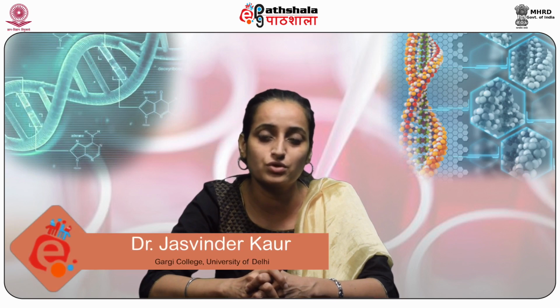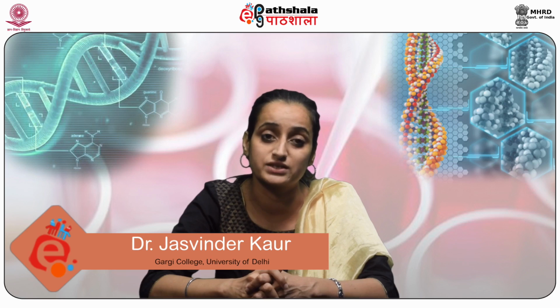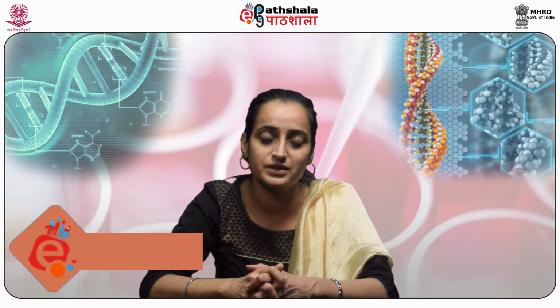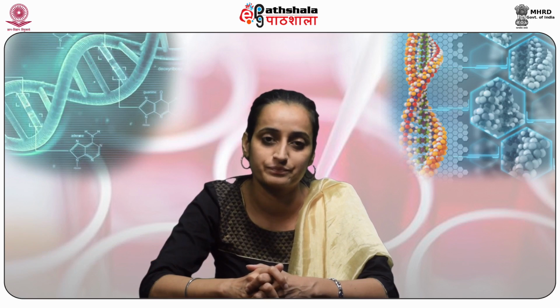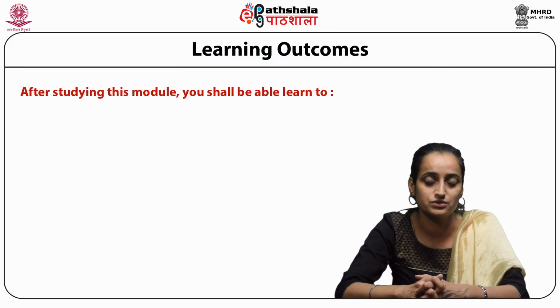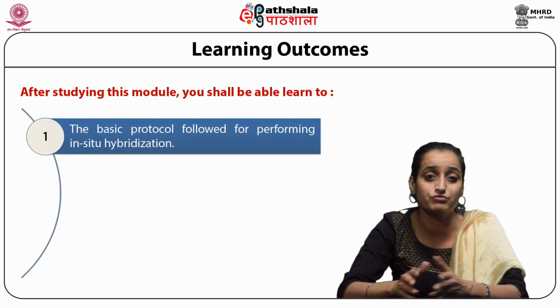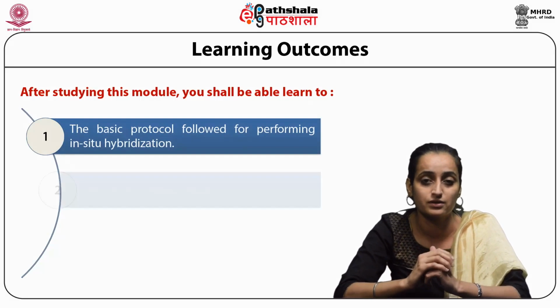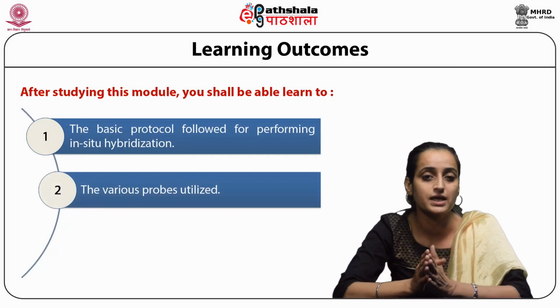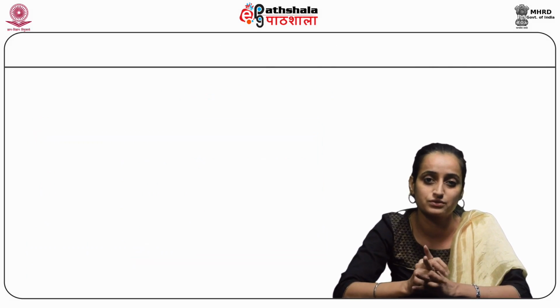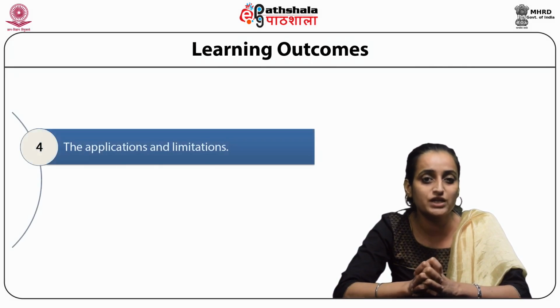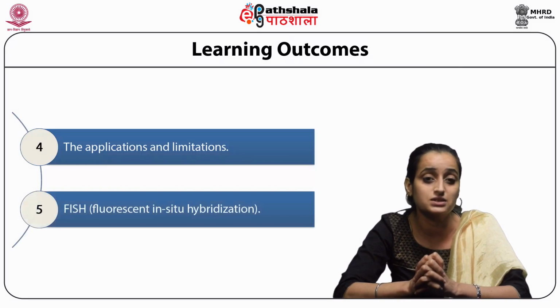Today we are going to talk on the module In-situ Hybridization from the paper Methods for Gene Identification. After studying this module, you should be able to learn the basic protocol followed for performing in-situ hybridization, the various probes utilized, and the labeling techniques used. Further, the applications and limitations of the technique will be discussed in brief. In the end, fluorescent in-situ hybridization will also be discussed in brief.